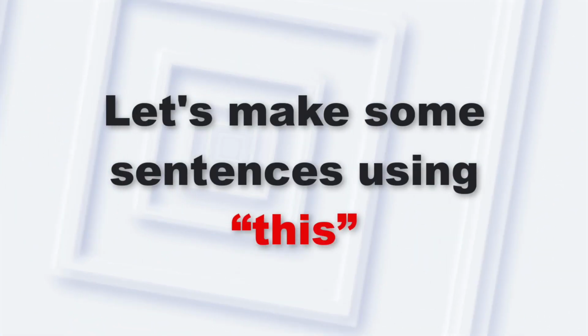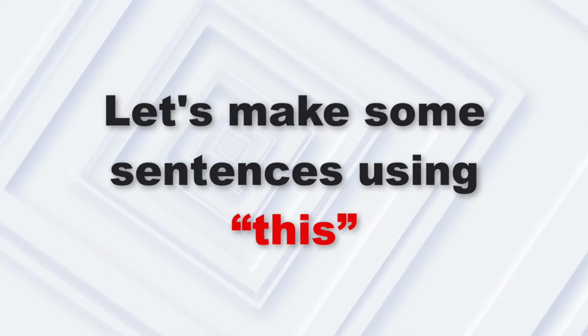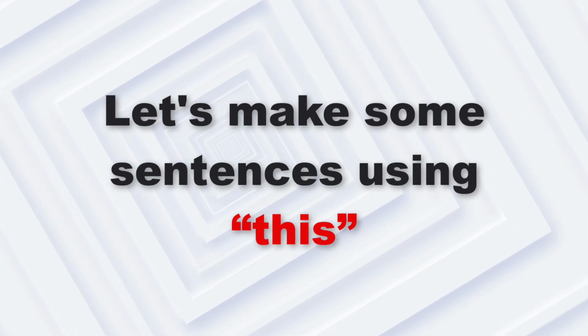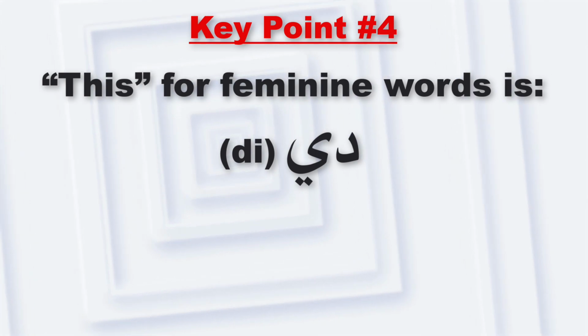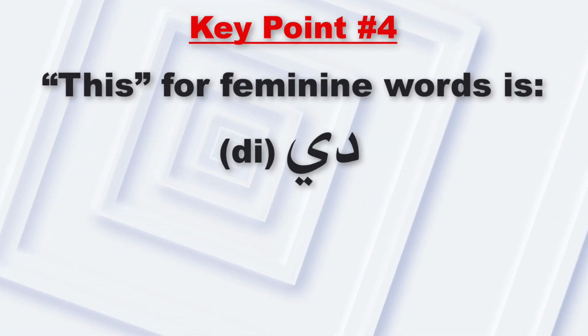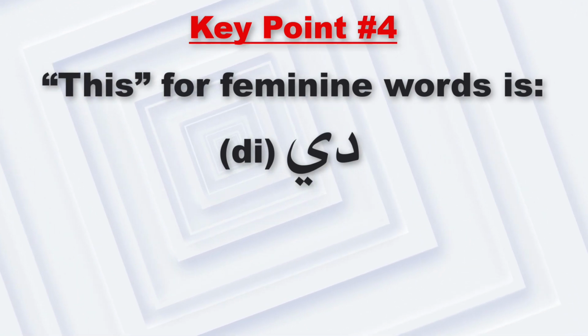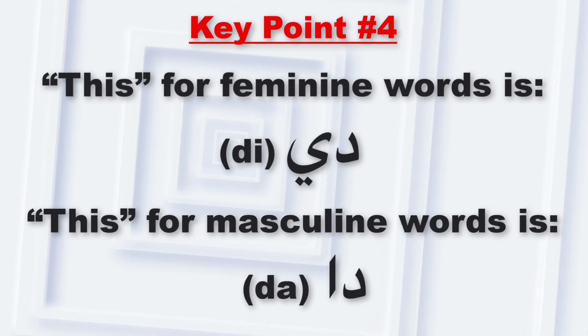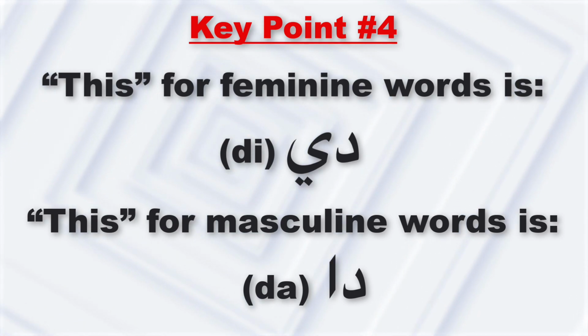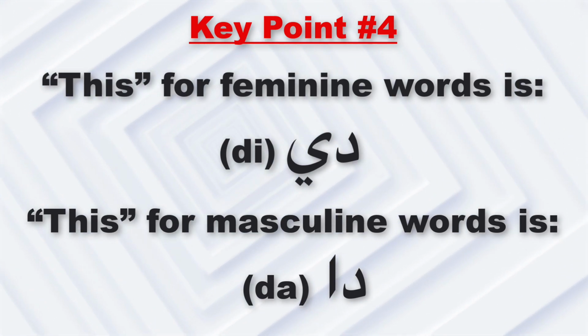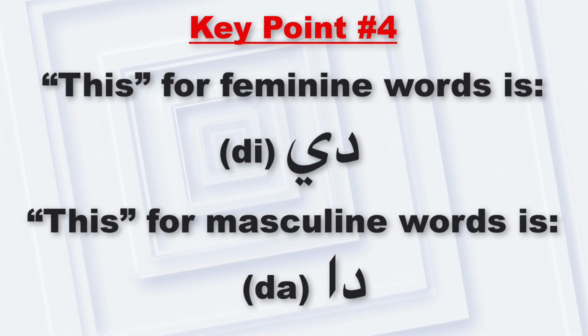Now that we understand how to identify masculine and feminine words in Egyptian Arabic, we can move on to creating a meaningful sentence. For feminine words, you're going to use the word di to describe them. Di is "this" in Arabic used for feminine words. And for masculine words, you're going to use the word da to describe them. Da is "this" in Arabic for something that is masculine.